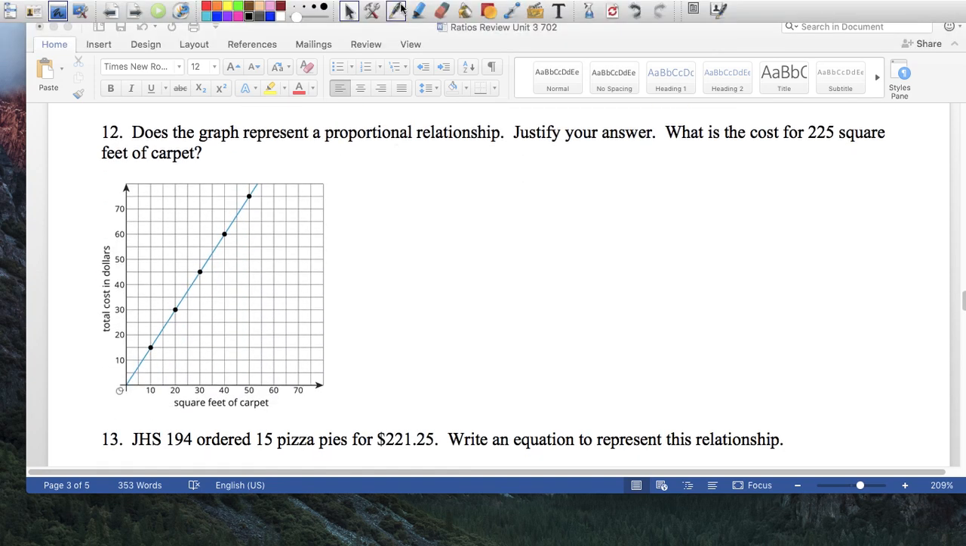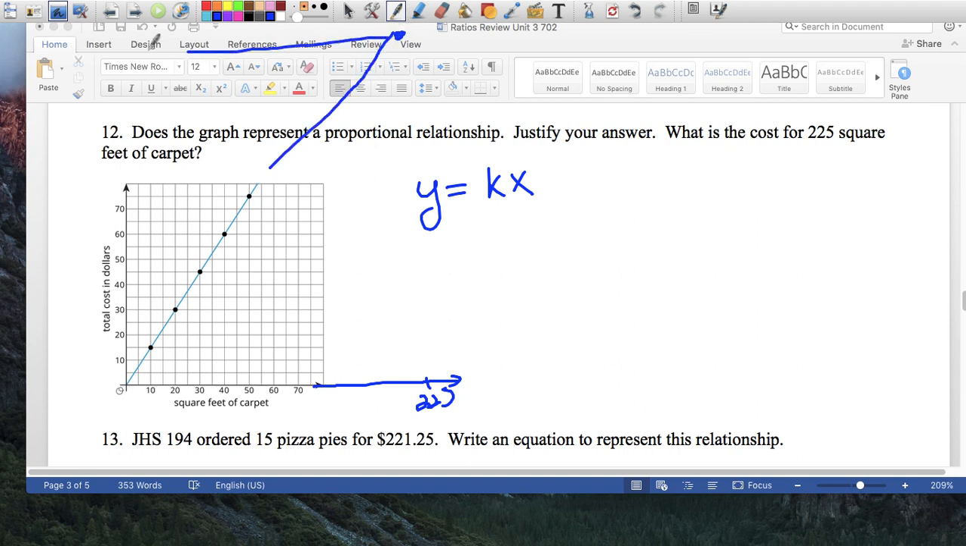12. Does the graph represent a proportional relationship? To justify your answer, what is the cost for 225 square feet of carpet? Okay, well, it is a proportional relationship. It's going through 0, 0, right? So let's find our equation. So if you extended the line, 225, I don't know, it would be somewhere over there. So you extend that line, and see how much it would cost to meet with your y-axis, right?